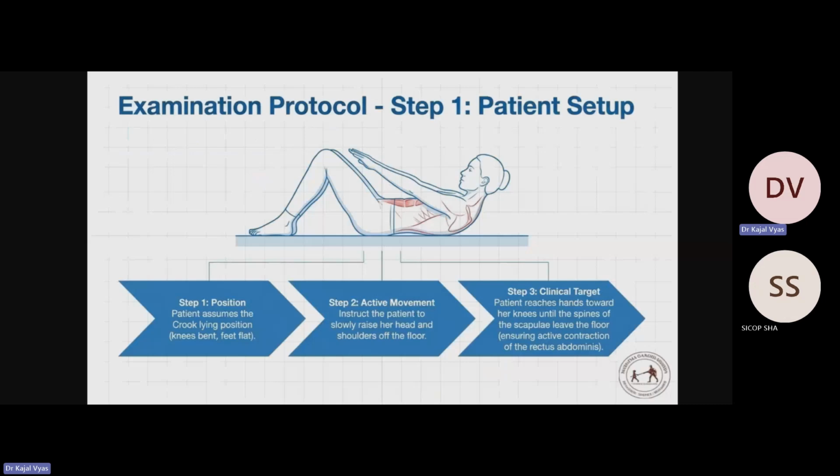Now, the next step is you have to ask the patient to do an active movement. Instruct the patient to slowly raise her head and shoulders off the floor, reaching hands forward towards the knees until the spine of the scapula clears the assessment table. This will ensure that the rectus abdominis muscle is actively contracting, because we are going to assess the rectus abdominis muscle. So: crook lying position, active movement by the patient, lifting the head and shoulders off the table with the hands reaching towards the knees.